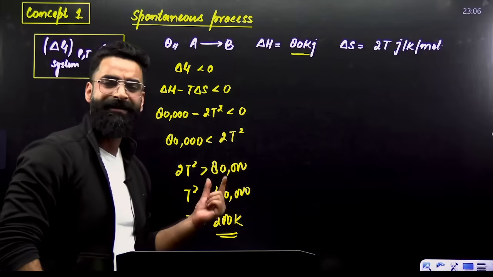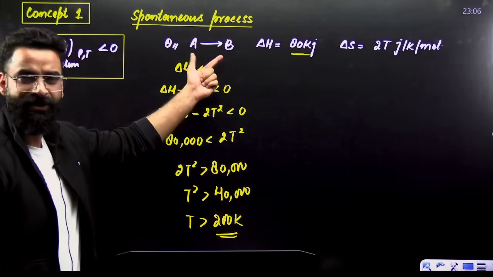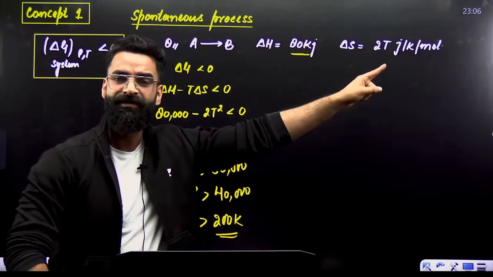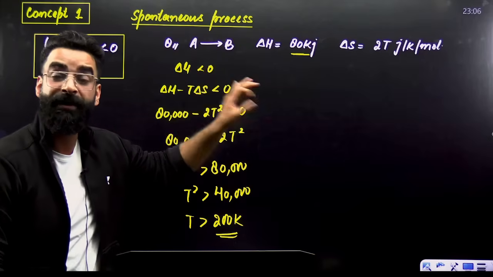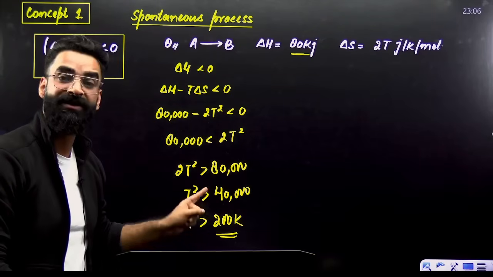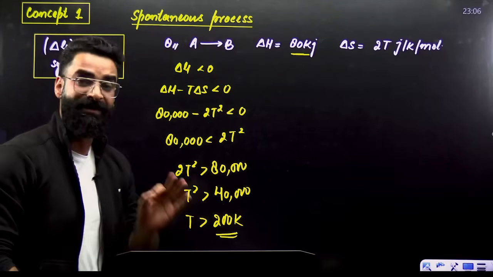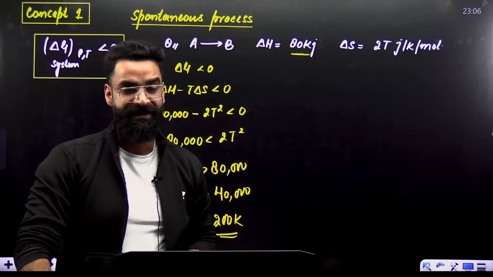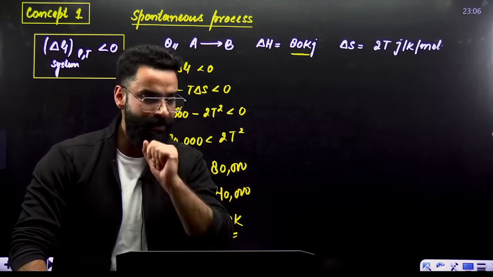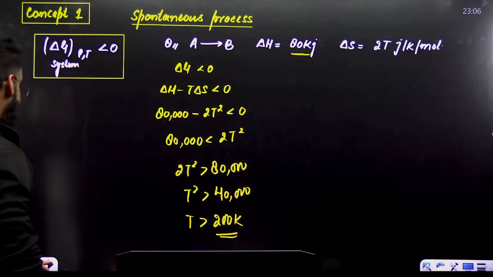So my dear students, I can directly say this particular reaction, whose delta H was given and delta S was given, will be spontaneous only when the temperature of the reaction is kept greater than 200 Kelvin. This is the first type of the question which is asked in your NEET examination almost every year. Okay. Moving on to the second concept, the second question which is asked.